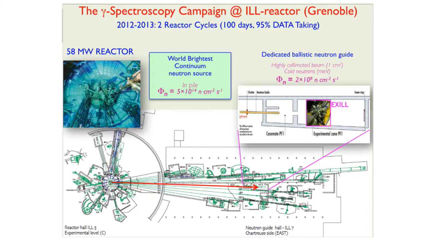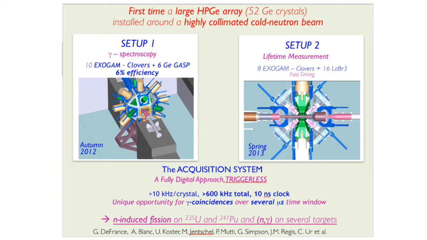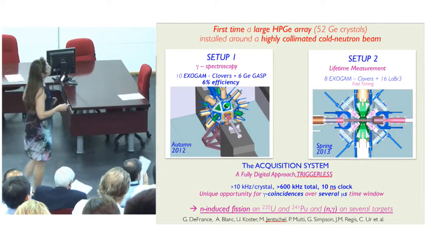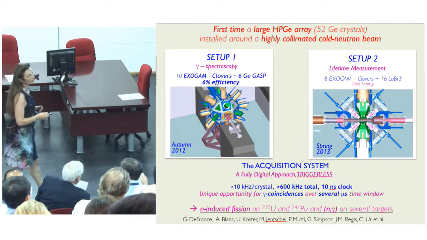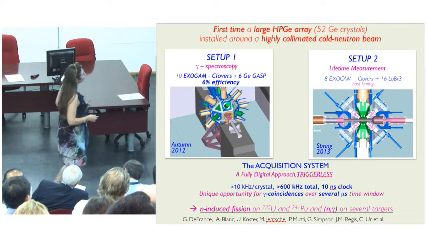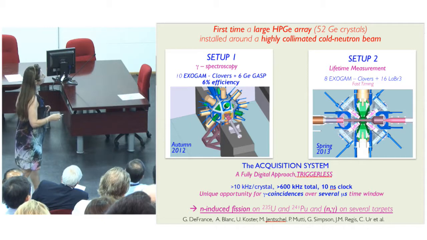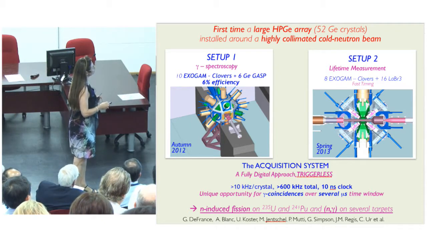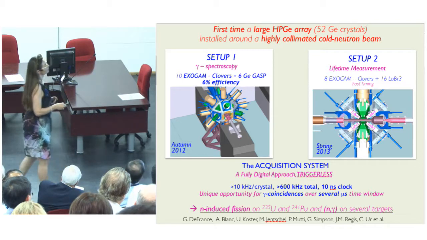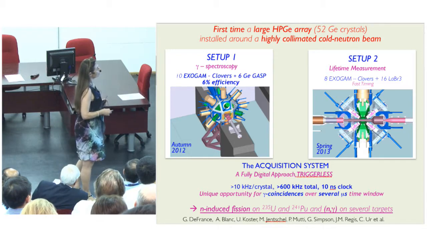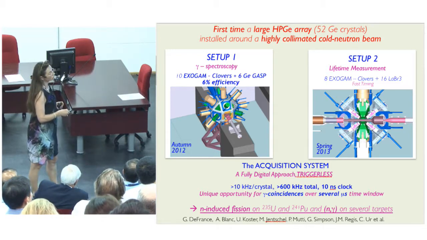And this is the setup. It was the first time a very large germanium array consisting of up to 52 germanium crystals was installed around a highly collimated cold neutron beam. It was used in 2 different versions. First version was for just gamma spectroscopy, conventional. So it was 10 clovers from the Exogam array of Ganil, complemented by some germanium detectors from the Italian collaboration, for a total of 6% efficiency.